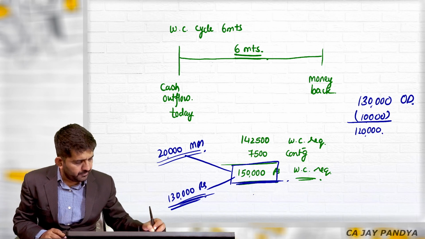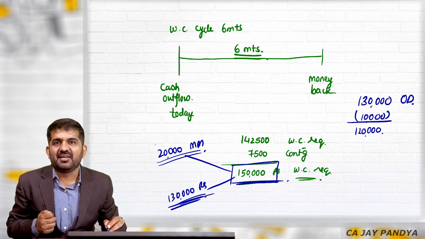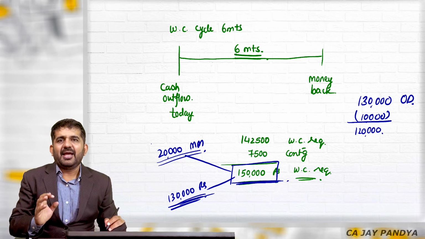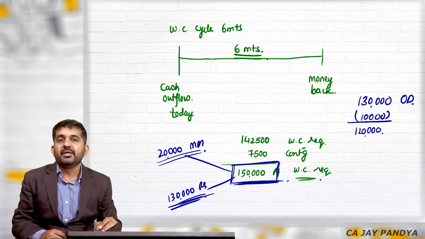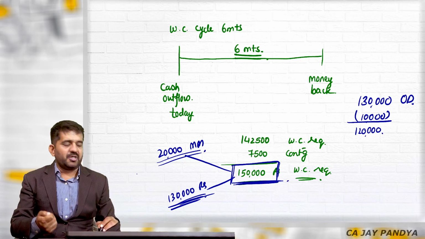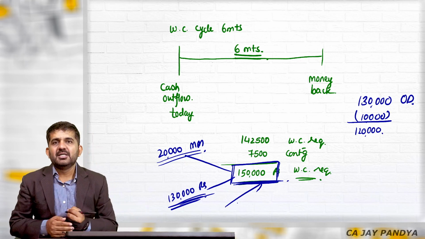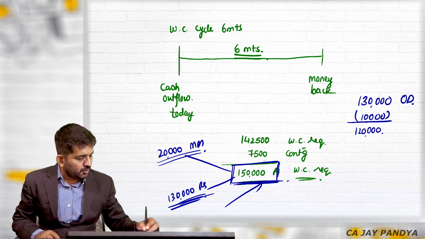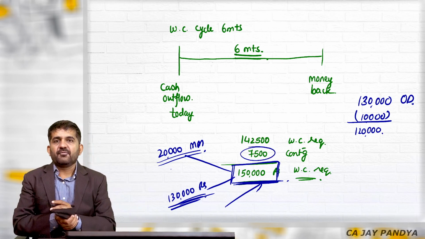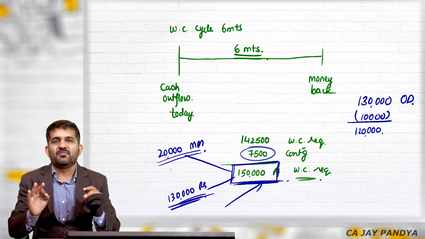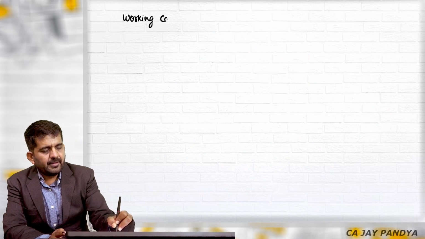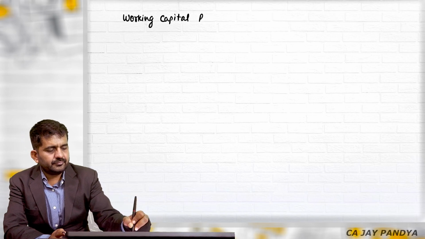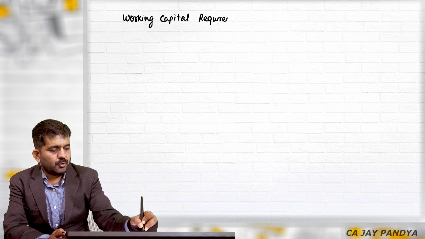This is how we find out working capital requirement and we present it to the bank. Still, the bank will not give us the full money. But if someone asks you what is your working capital requirement, you can show this and tell them that it includes contingencies of 7,500. Basic questions in working capital management are of working capital requirements.